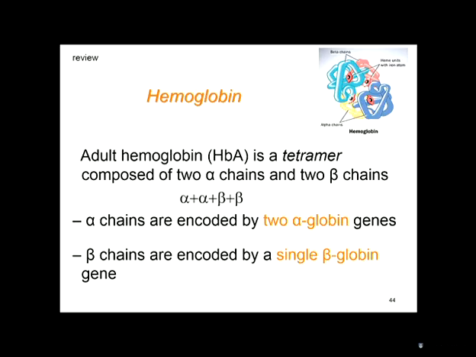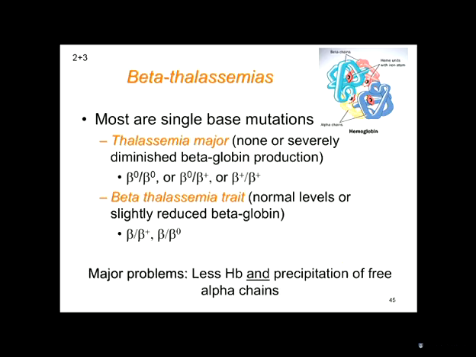I'm not going to spend a lot of time on this, but just so you remember, most of our hemoglobin is called hemoglobin A, adult hemoglobin. It's a tetramer. There are 2 alpha chains and 2 beta chains, and they're encoded differently. The alpha chains have 2 genes, and the beta globin chain has only 1 gene. And depending on where the mutations are, how many alleles are affected, and what kind of mutation it is, you get somewhat different kinds of thalassemia.